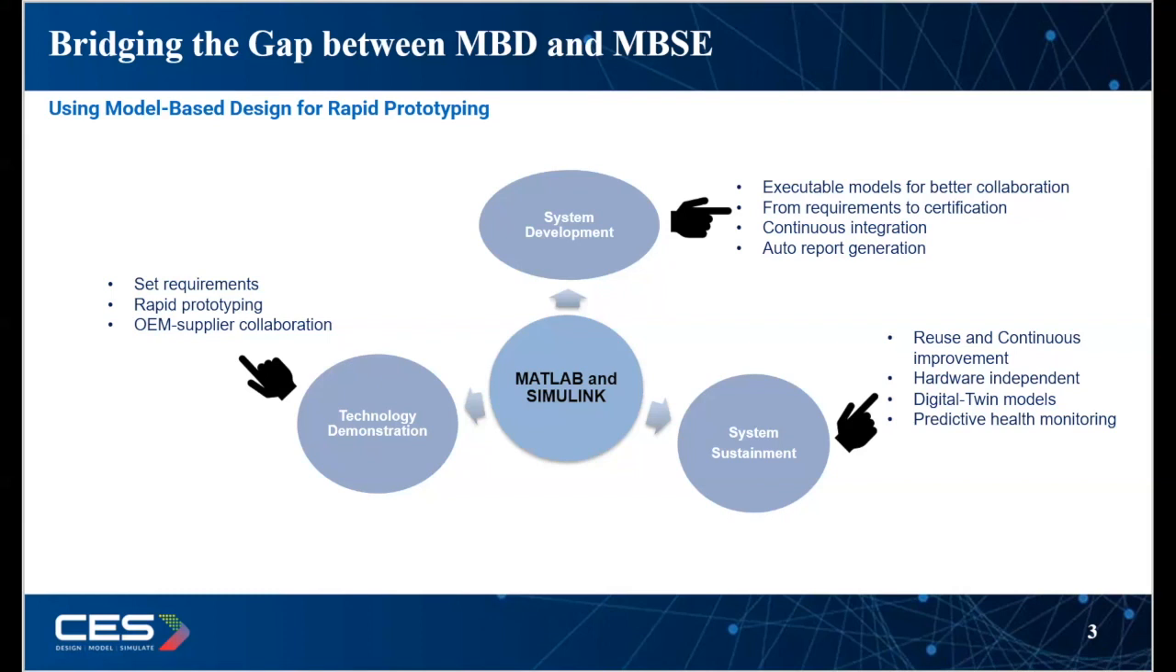And last thing is the system sustainment. So you can reuse and continue improving your models. You can do also hardware independent testing, and then you will have a digital twin model that you can use for algorithm development and testing. One more thing that you can do for system sustainment is the predictive health monitoring.